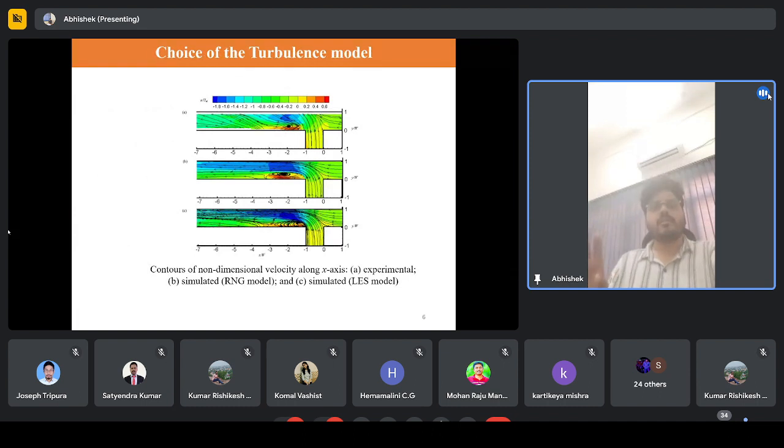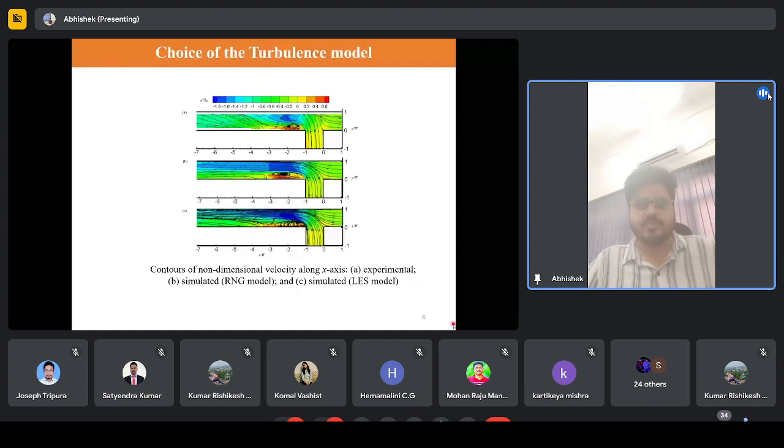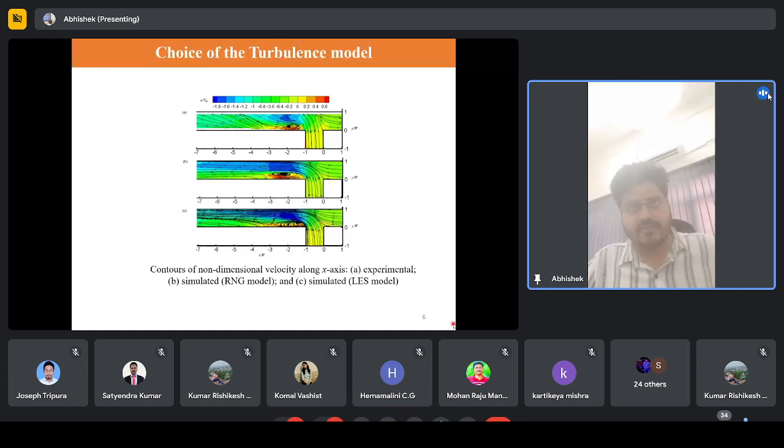So here I have chosen two models, the RNG k-epsilon model and the LES model. LES is a very sophisticated model, and theoretically it provides better results. But when you use the LES model, it is very time consuming. For example, if you give 7 days for one simulation in the case of RANS modeling, you have to give around 100 days for LES modeling, based on your computational facility also.